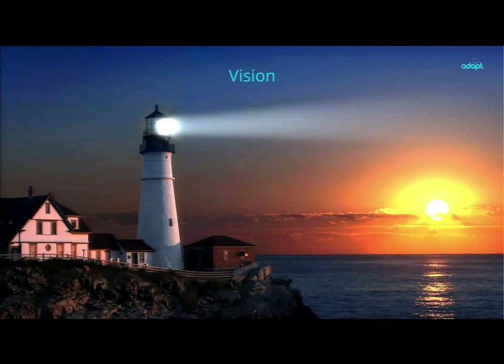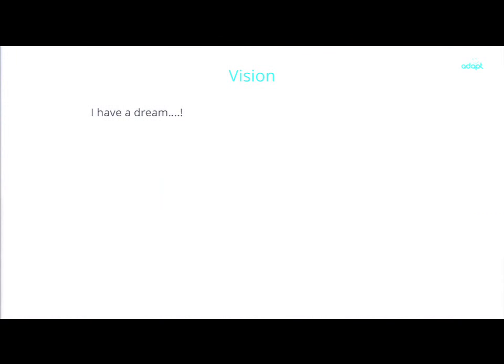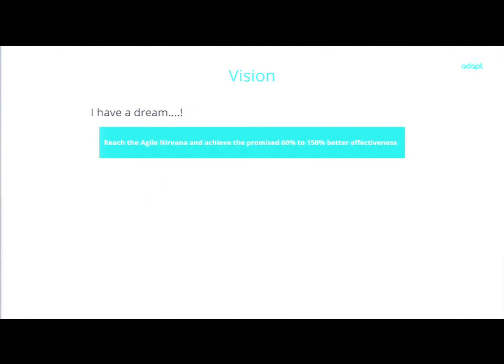Then what is it that we're trying to do in ADAPT? We wanted to have this vision, and we quite fast found out that we have this dream. We want to reach the agile nirvana and reach the promised 60 to 150% better effectiveness. I think everyone who has had anything to do with agile methods has heard some of these promised better effectiveness figures that you always hear at these conferences and stuff like that.